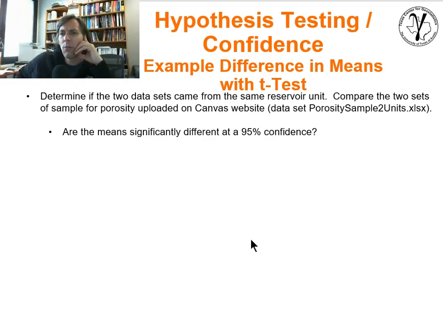So let's determine whether two data sets come from the same reservoir unit. We're going to compare two data sets of a sample of porosity. We've uploaded it on Canvas. This will be available on GitHub. The name of the file is porosity sample 2 units. Are the means significantly different at a 95% confidence level? I will give you a chance to work through that, count to 3, and then I'll show the answer. 3, 2, 1.